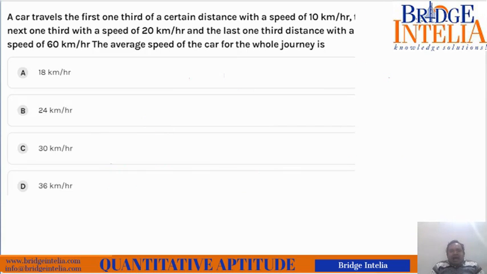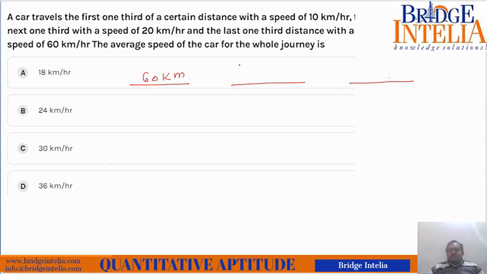So a car travels the first 1/3 of a certain distance with a speed of 10 kilometers per hour. Next 1/3 with a speed of 20 kilometers per hour. And the last 1/3 distance with a speed of 60 kilometers per hour. The average speed of the car for the whole journey is equal to what? So 1/3, 1/3, 1/3. So choose the figures conveniently.